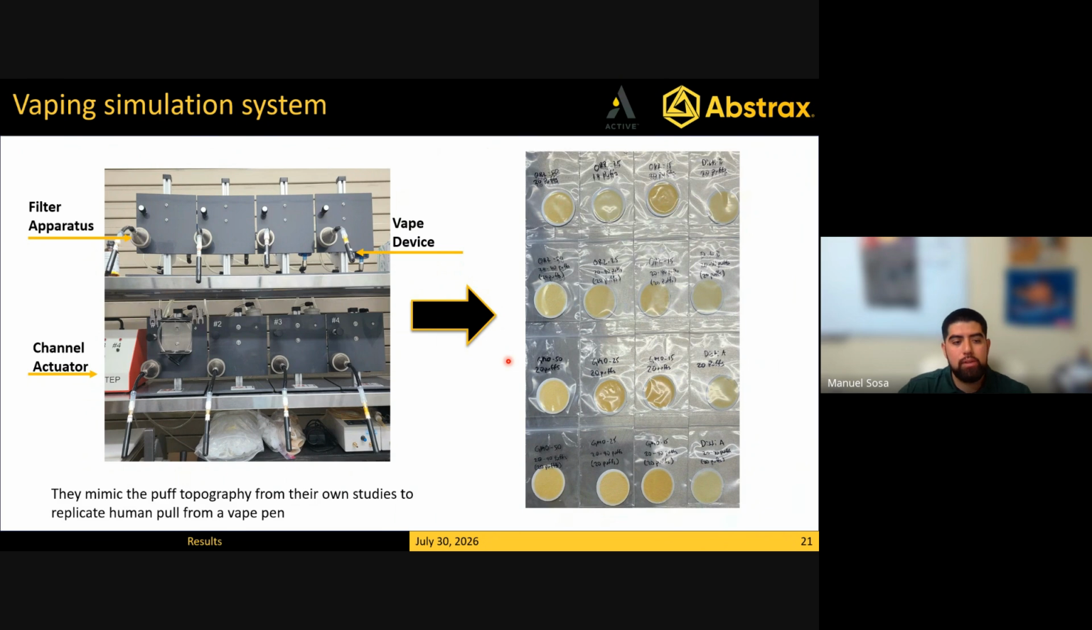Essentially, what the vaping simulation system does is it mimics the puff topography of a human puller based off of their own studies to replicate the correct rate of pull and the length of time. So we did this at the same voltage for every cart, and essentially collected these in a filter pad, getting all these filter pads and then running them on a two-dimensional gas chromatography system, and only looking for specifically if the alkanes that are in solution are getting transferred into the aerosolized phase and ending up on the pad itself.